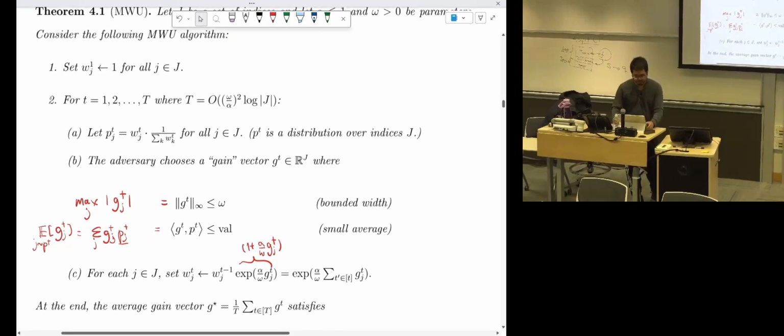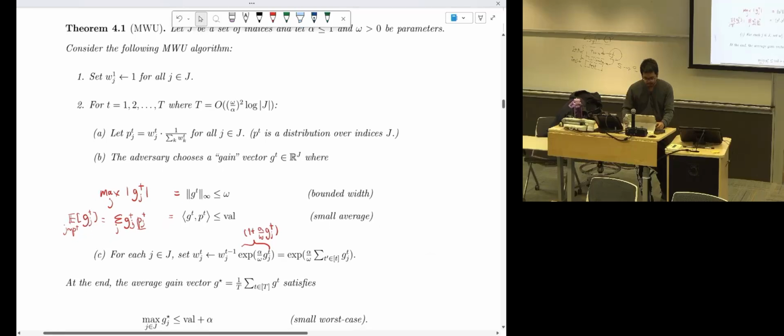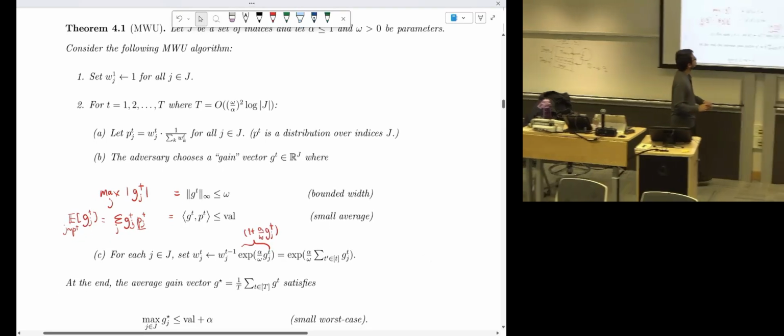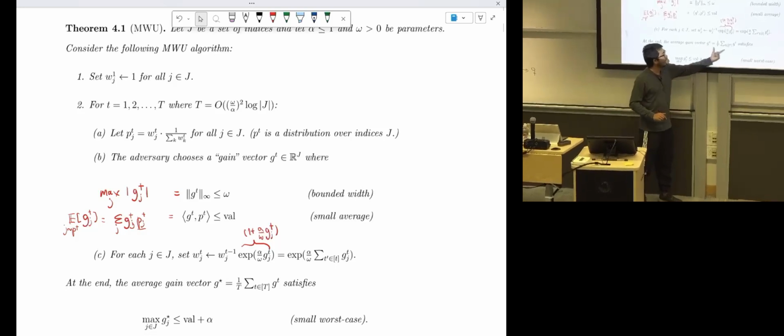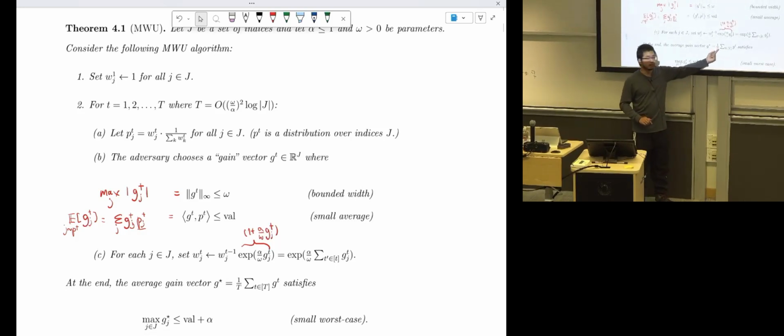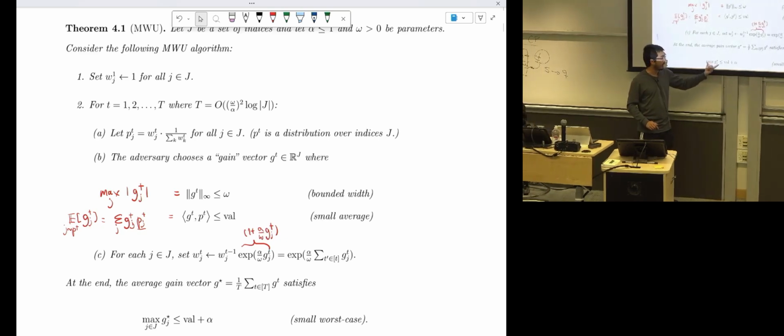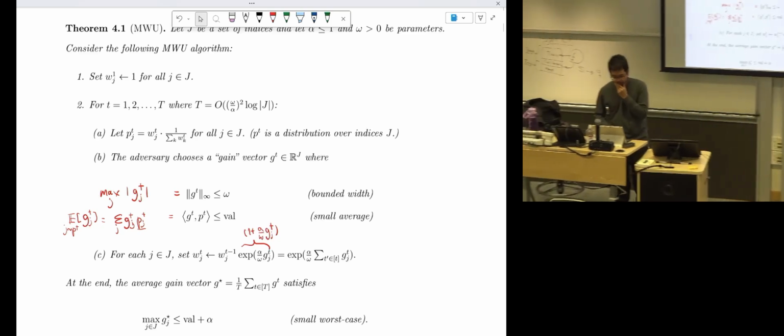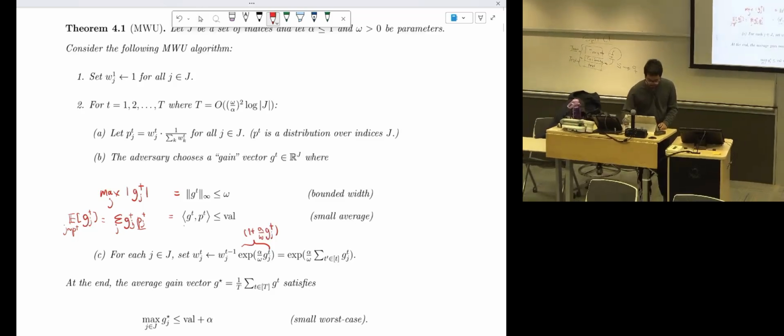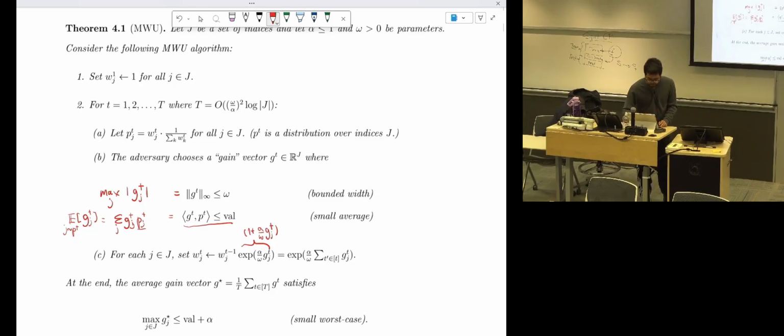And at the end, we will promise that the average gain vector, what is this? This is just the average of the gain vector. It will be such that for every single index of the average gain vector, this is small. So if this is small on average, then at the end, this thing is small in the worst case.